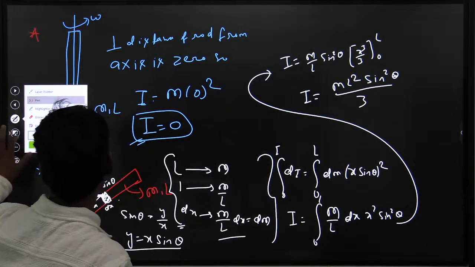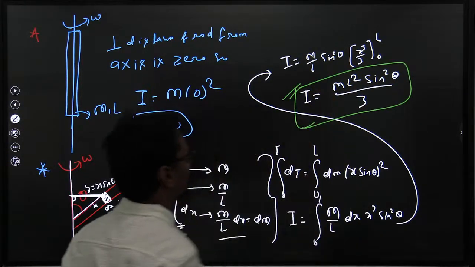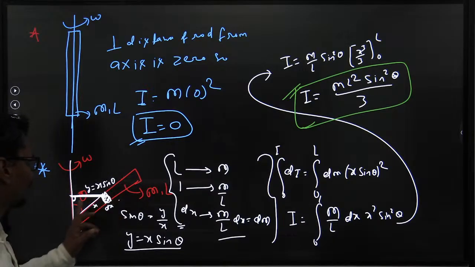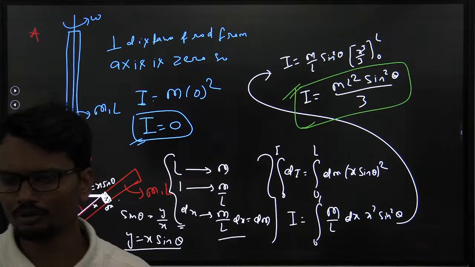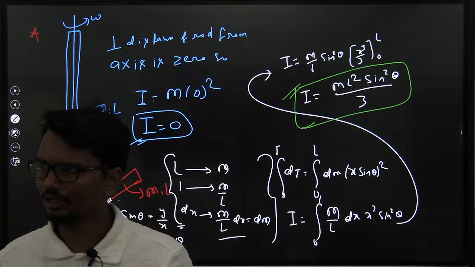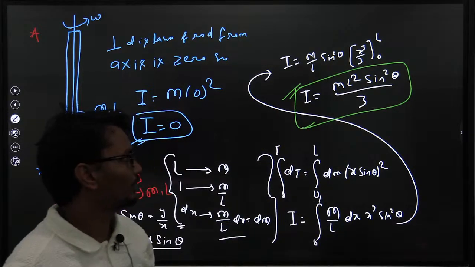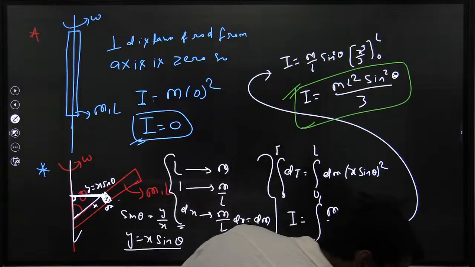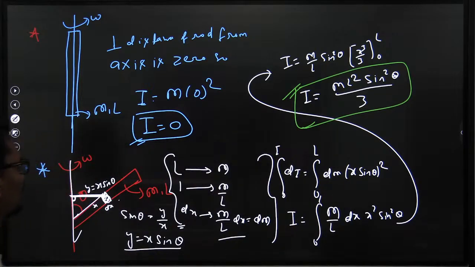This is a very important result. The moment of inertia of a uniform rod of mass m and length L making an angle theta with the axis will be I is equal to m L squared sin squared theta upon 3. I think this is clear to all of you.